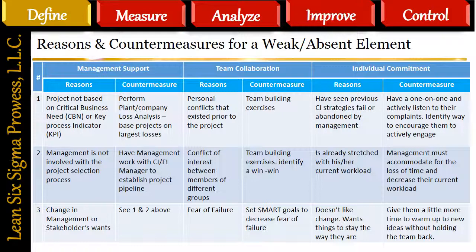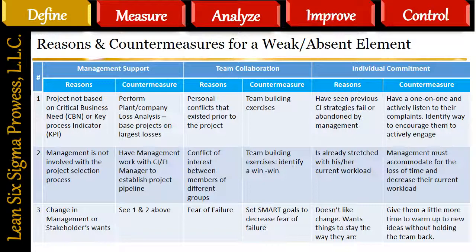Top 3 reasons for lack or absence of management support. 1. Project is not based on critical business need, CBN, or key process indicator, KPI. Countermeasure: the continuous improvement or focused improvement manager should conduct a plant or company loss analysis with the finance department. Continuous improvement projects should then be created for the largest losses identified in the loss analysis. 2. Management is not involved with the project selection process. Countermeasure: have management work with the continuous improvement or focused improvement manager to establish project pipeline.